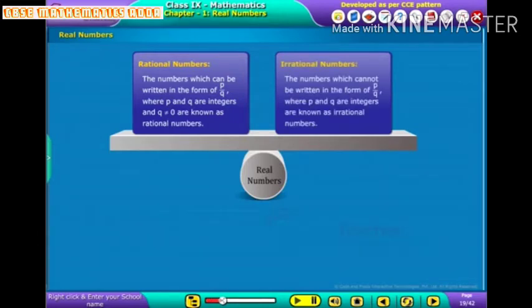Irrational numbers: the numbers which cannot be written in the form of p by q, where p and q are integers, are known as irrational numbers. The combination of rational and irrational numbers is known as real numbers.